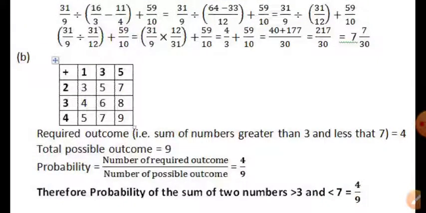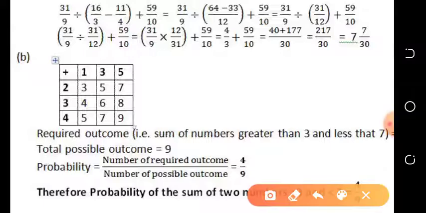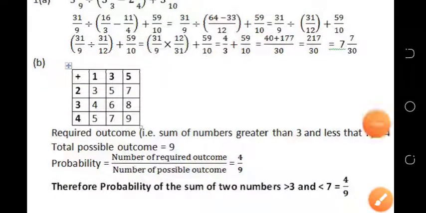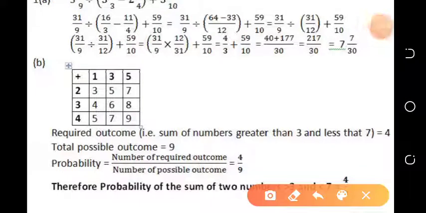So we have here the required outcome. What we are asked to find in the probability is that the sum of numbers greater than 3 and less than 7 equals 4. You can see there equals 4. Now the total possible outcomes, you count. This is 1, 2, 3, 4, 5, 6, 7, 8, 9. We have 9 possible outcomes.